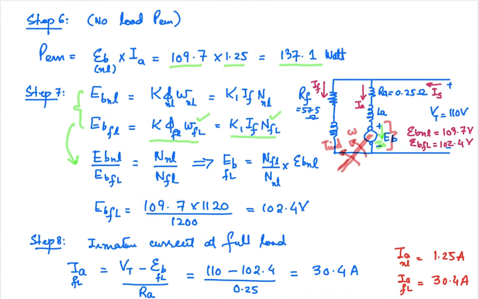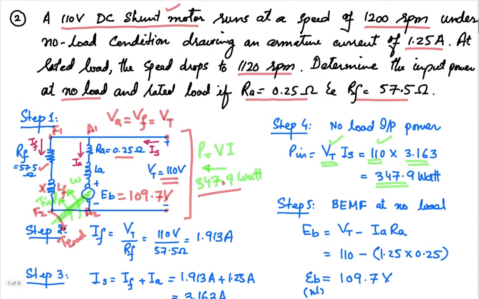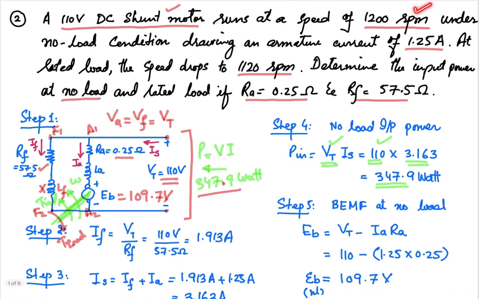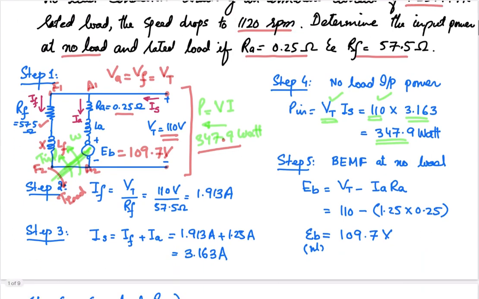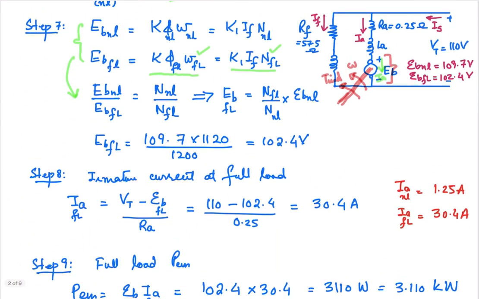And what is the speed? The speed is given to us over here. Here you can see the no load speed is 1200 RPM and the full load speed is 1120 RPM. Right. So using these values, 1120 is the full load speed and the no load speed is 1200 RPM, so your new induced back EMF will be 102.4 volt.